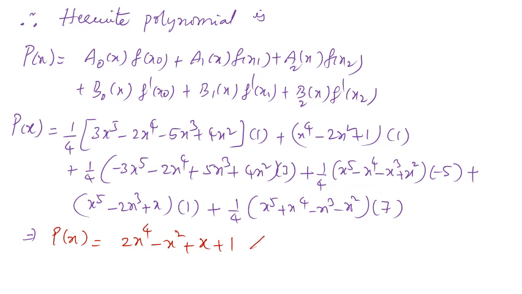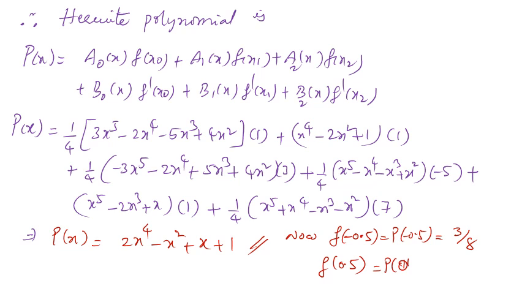This is the Hermite polynomial, right? Now what are the requirements? f of minus 0.5, that is p of minus 0.5. Substitute minus 0.5 in this expression, you will get 3 by 8. Now another one is what, f of 0.5. This value is p of 0.5, that is value 11 by 8. Okay, compare these two values with the exact values which are given in the question. This is simple Hermite interpolation.